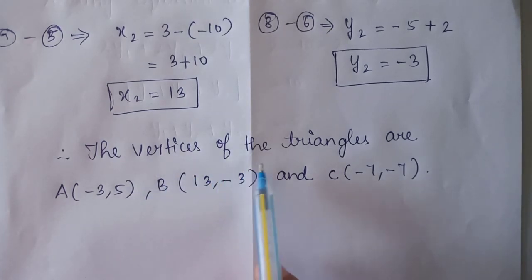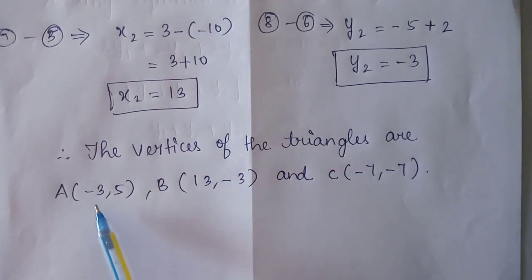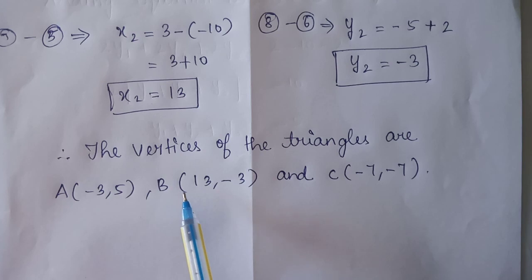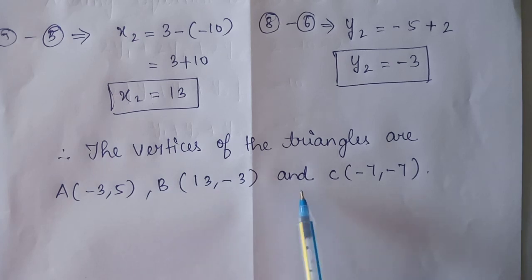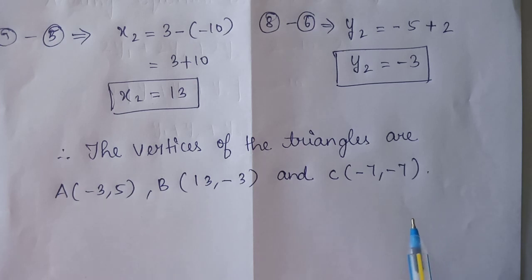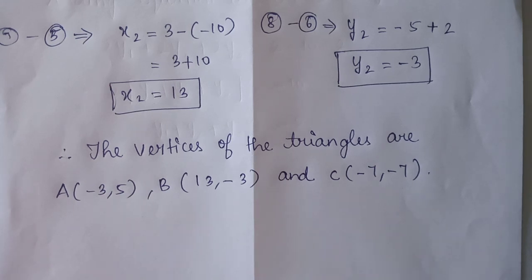Therefore, the vertices of the triangle are A(minus 3, 5), B(13, minus 3) and C(minus 7, minus 7). So thank you, students. Up to this example, it is over. In the next video, we are going to see exercise 5.3.